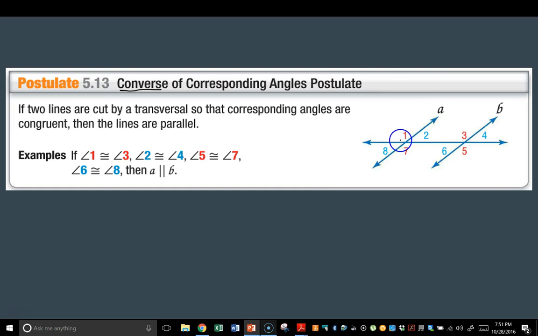So if angle 1 is congruent to angle 3 and angle 2 is congruent to angle 4 and angle 5 is congruent to angle 7 and angle 6 is congruent to angle 8, then these two lines are parallel. The other one we started with that they're parallel, and then we were able to say that they're corresponding angles because of that.